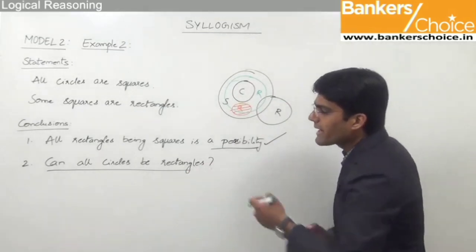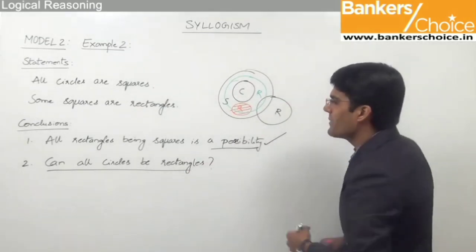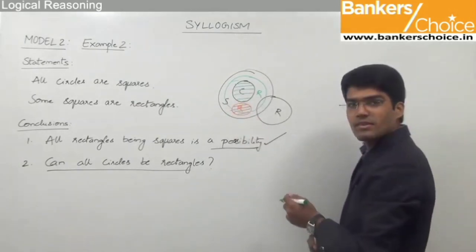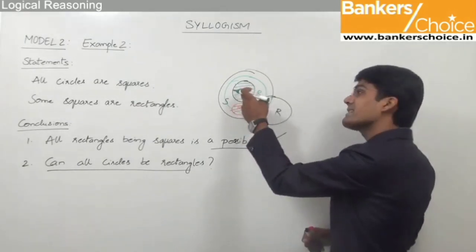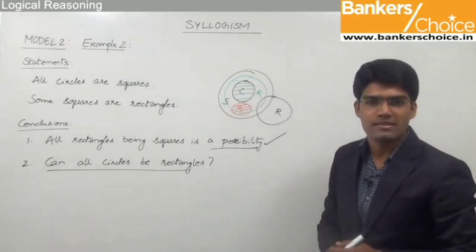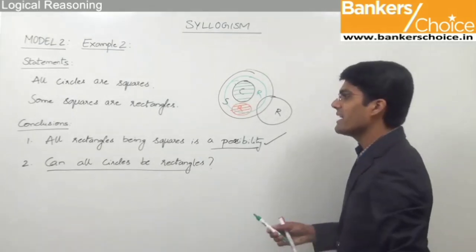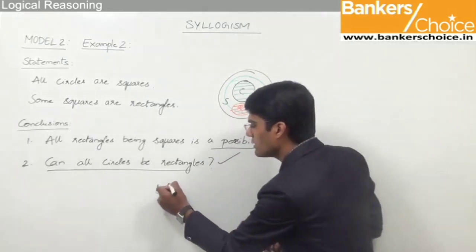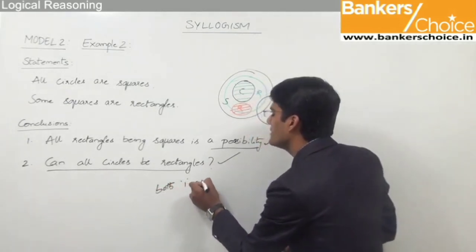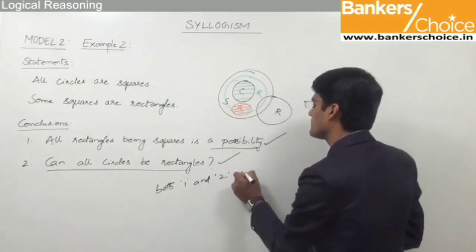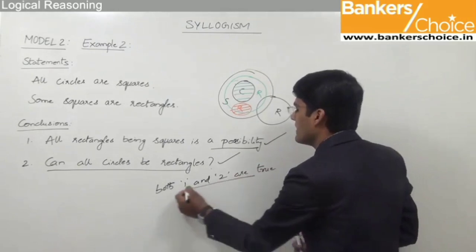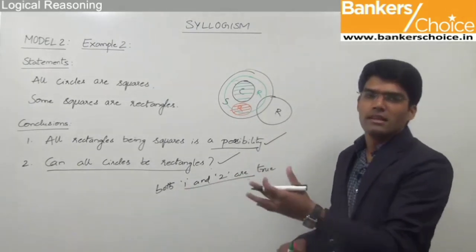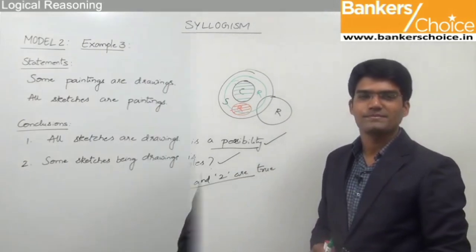Now if we try to look at the second conclusion, can all circles be rectangles? We find that all the circles are inside rectangles. So very clearly all the circles can be rectangles in one of the diagrams. So we can say that even the second conclusion is true. So even for this question the answer should be both conclusion number 1 and 2 are true. So both the given conclusions are possible in at least one of the diagrams.